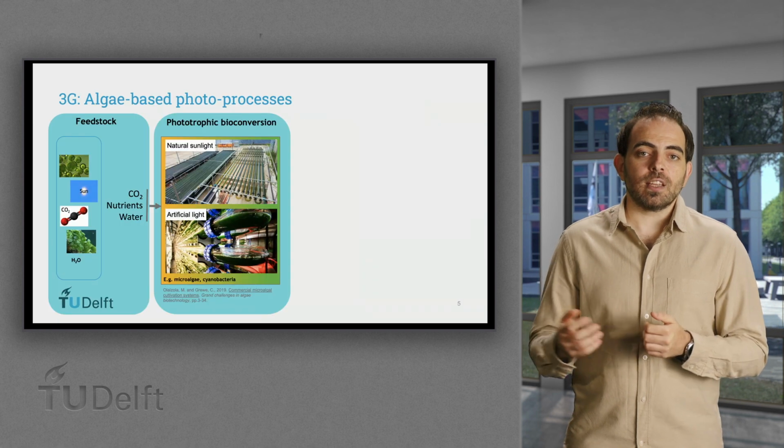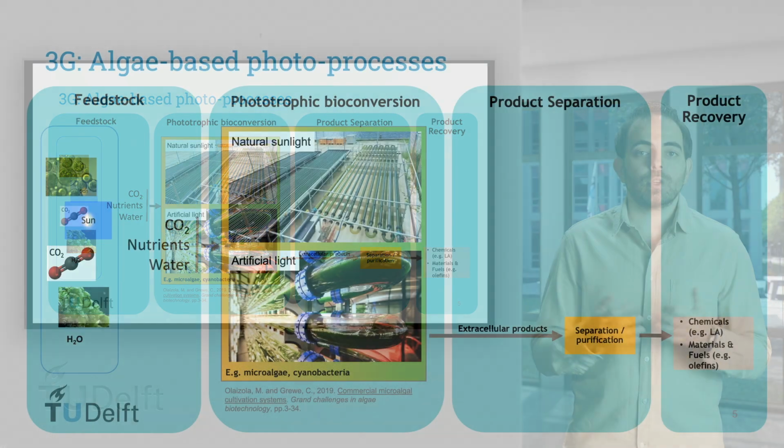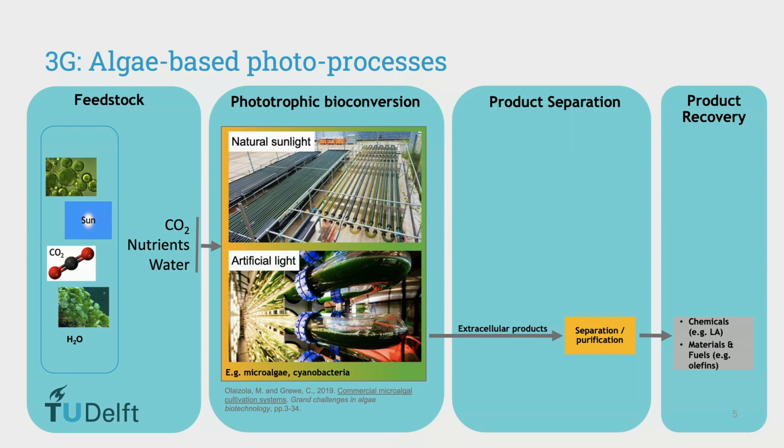First of all, macroalgae and cyanobacteria can produce products that are excreted outside of the cells, such as lactic acid. Typically, they are genetically engineered to make such products. The downstream processing steps to separate and purify such products are also under development.